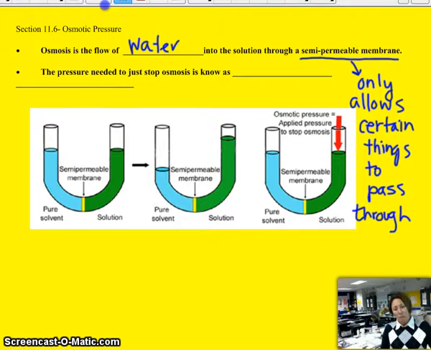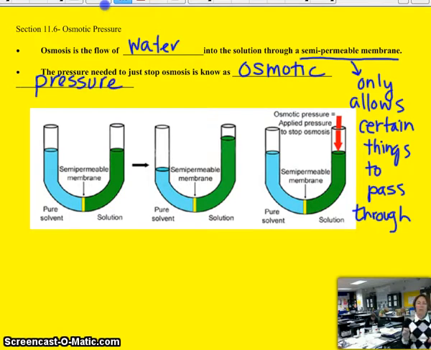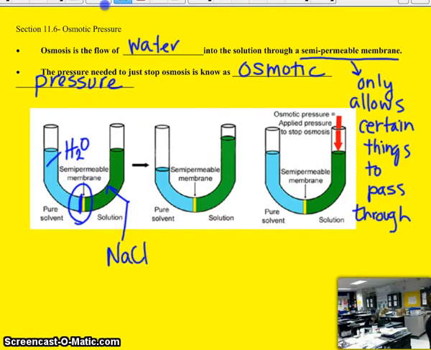If you want to stop that flow of water, we call that osmotic pressure. Okay. So osmotic pressure is the pressure needed to stop osmosis. This little diagram kind of shows you what's happening. The yellow mark here, which is in the center of your diagram right here, that's your semi-permeable membrane. Over here we have just water. Over here we might have a solution. Say we have aqueous salt water.